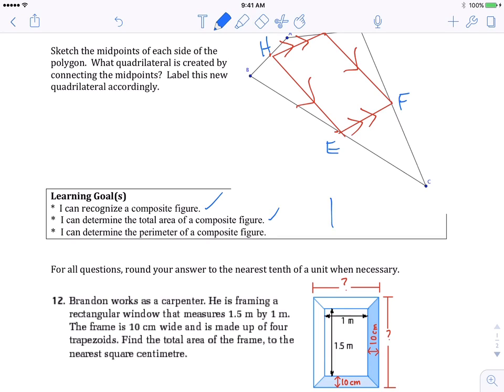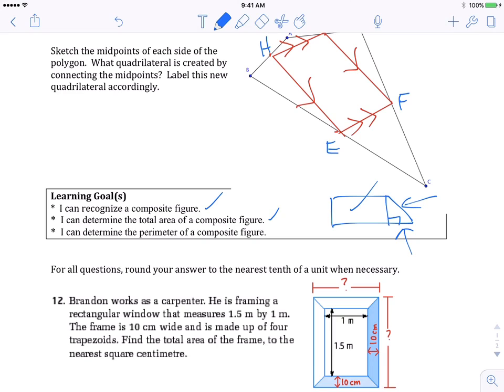So basically, in the shape that I just drew 2 seconds ago, you can calculate the area of the rectangle and the area of the triangle, add them together, and that's how you would determine the total area. I can determine the perimeter of a composite figure. The only difficulty with this one is you might have to calculate the hypotenuse or one of the legs of the triangle if it's a right triangle and use the Pythagorean theorem, which we've reviewed as well.